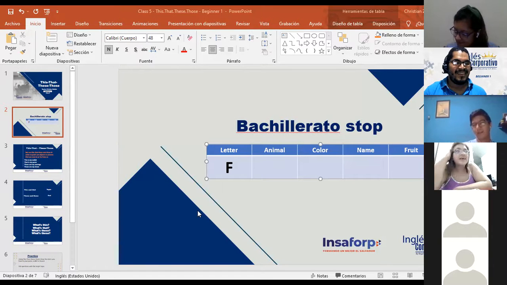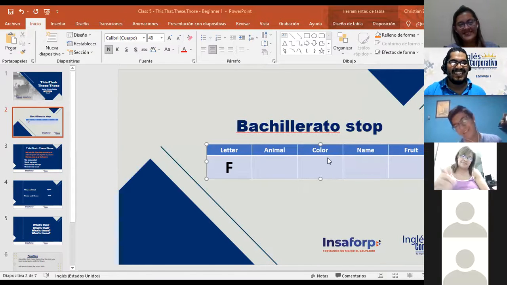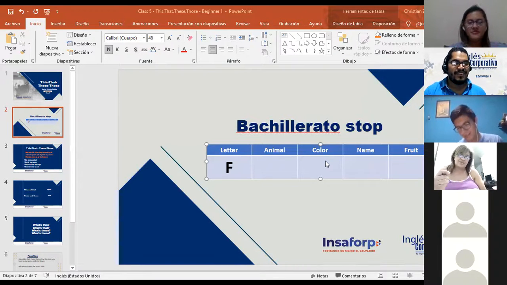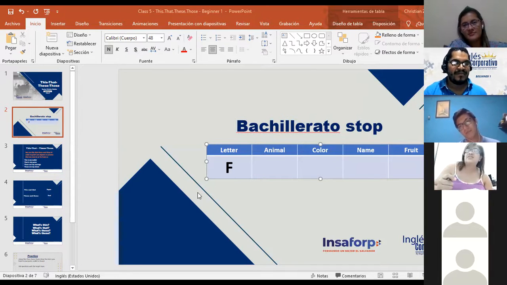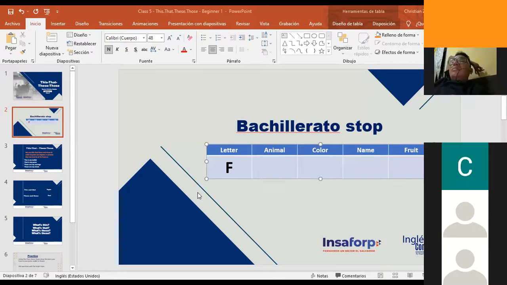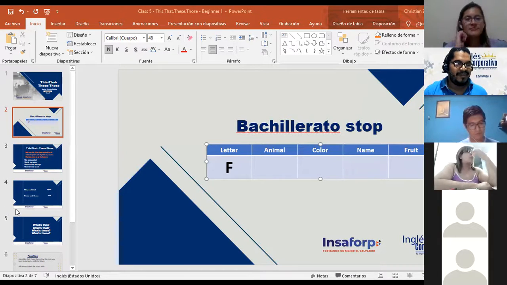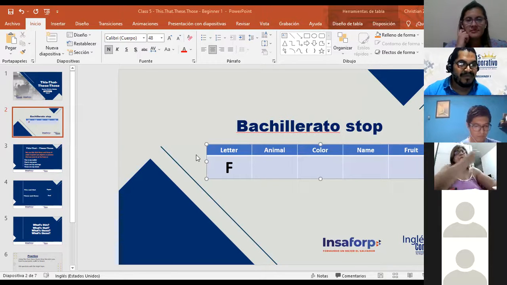Another one? I have the name Forest. Yes, Forest, like Forest Gump. Good. Color? Any other color besides fuchsia? I have fuchsia too. Okay. And I don't have any fruit. Okay. Is there any other fruit with F? Do you know? No. They must be, but I don't know another fruit with F. Just fig. So good job.